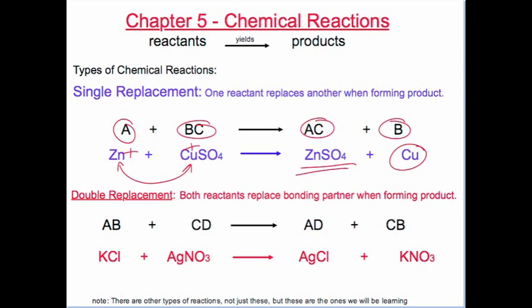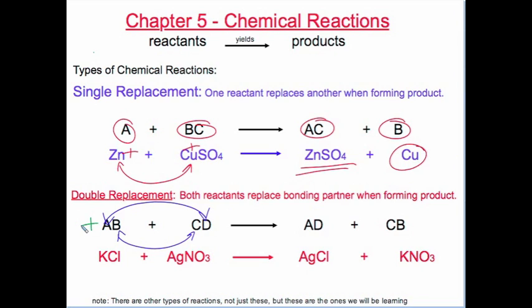A fourth example is called a double replacement. In this reaction, both reactants replace their bonding partner when forming the product. The basic structure has AB plus CD yielding AD plus CB. So you can see that A will bond with D and B will bond with C.